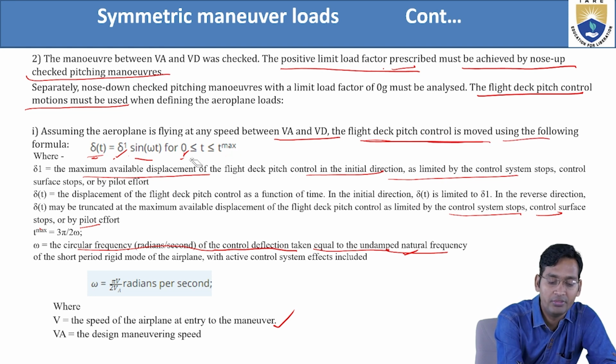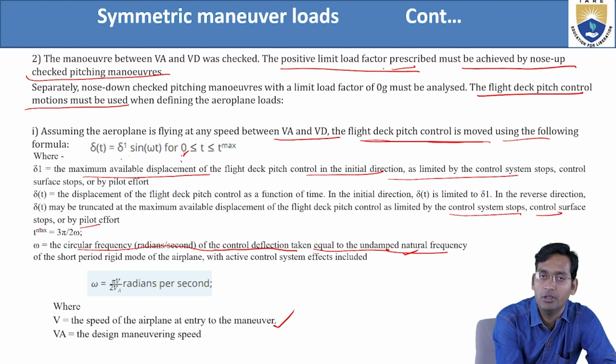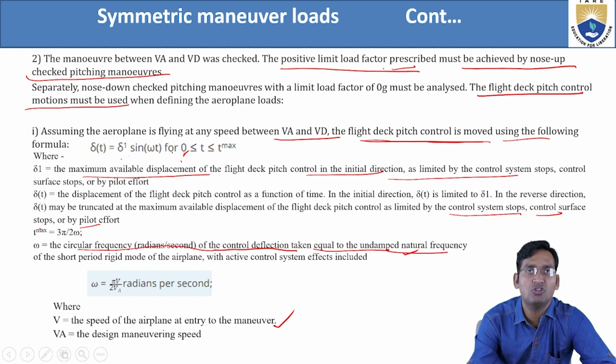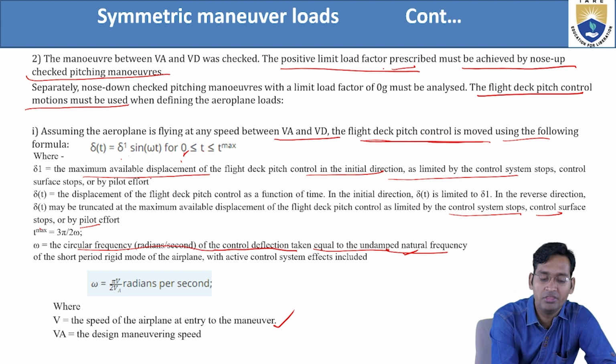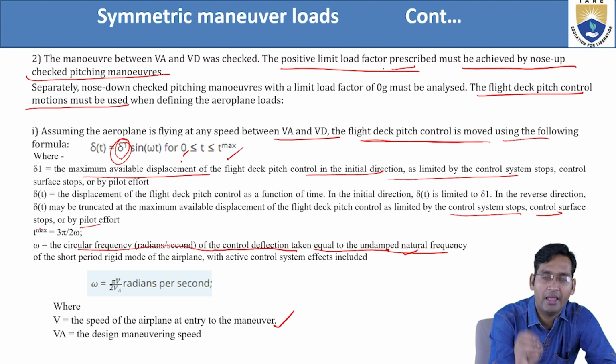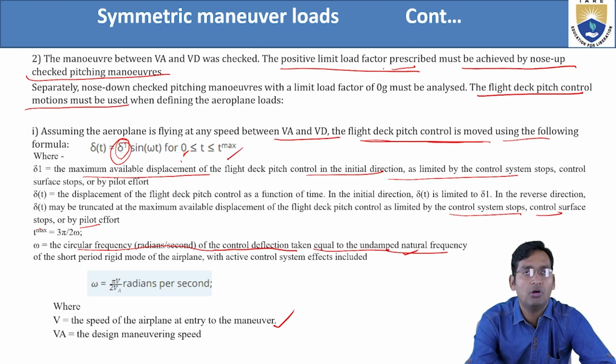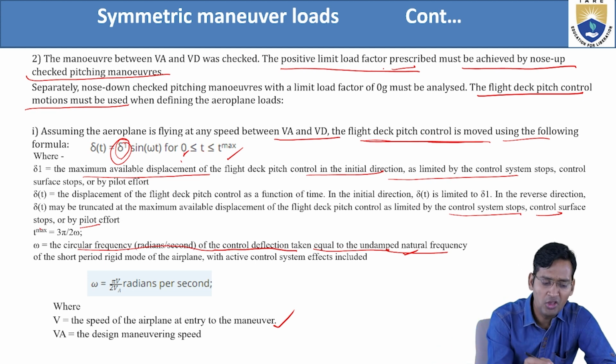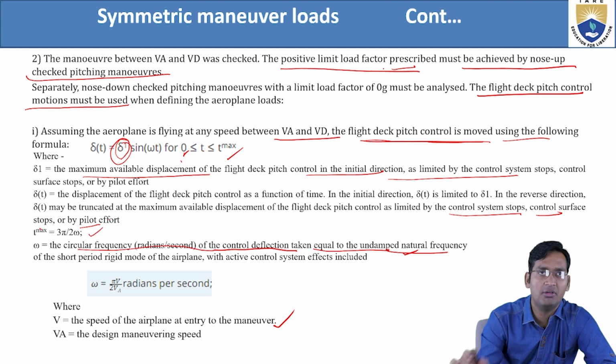So just see here: delta T equals delta 1 sine omega T, for T greater than or equal to 0 and less than or equal to T max. What is delta 1 here? The maximum available displacement. Multiply it with sine omega T, and the T value will be from 0 to T max. For that, T max is what? 3 pi by 2 omega.